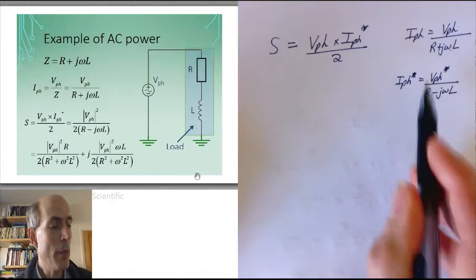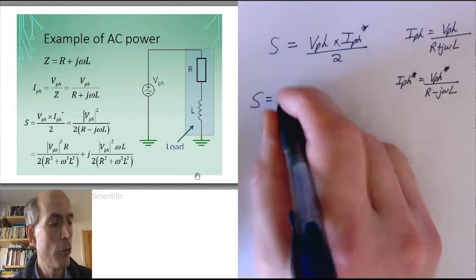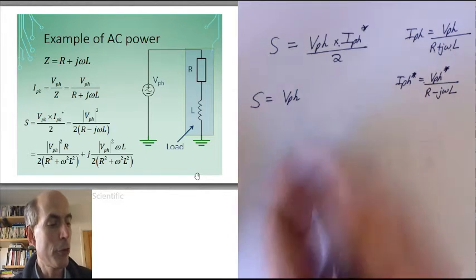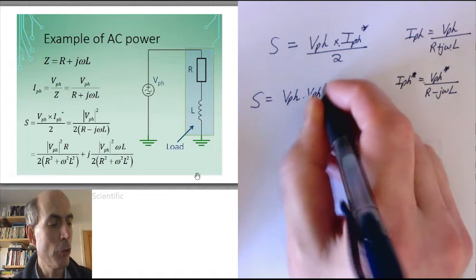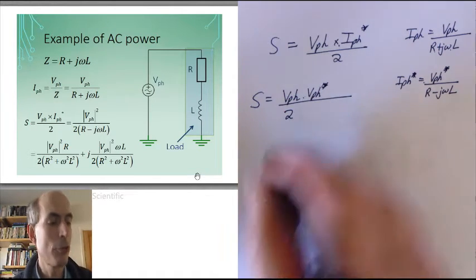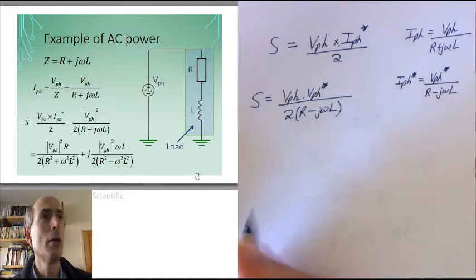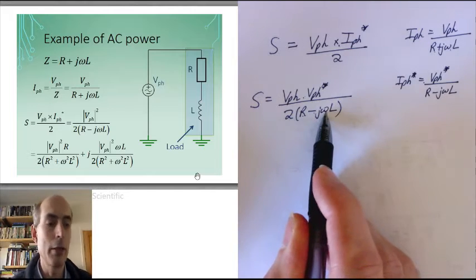If I substitute that back into here, I end up with a complex power, which is the voltage phasor multiplied by the complex conjugate of the voltage phasor, divided by 2 times the complex conjugate of the complex impedance, which is R minus j omega L.